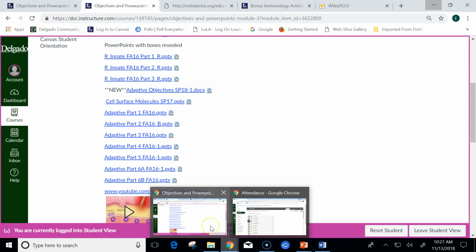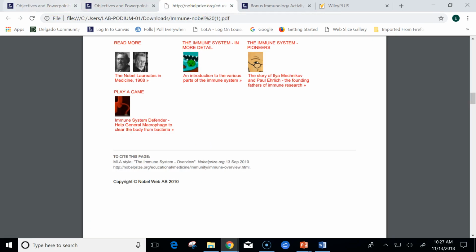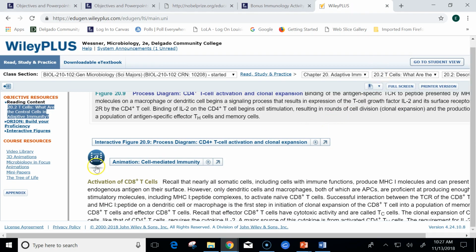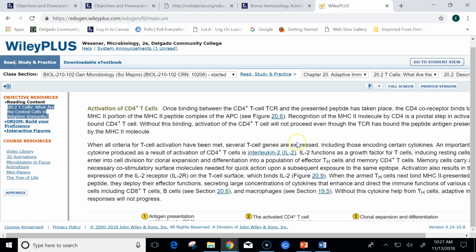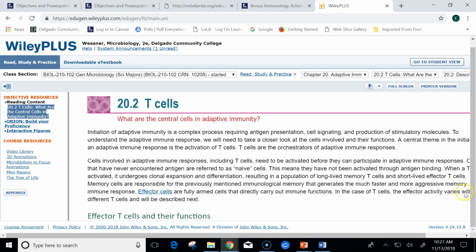This animation is a good one, and I don't know if... Where's the book? There's the book. So we're on chapter 20, which is adaptive, right? Remember, mine go by section, so we're on section 2, right? So notice I clicked on section 2.